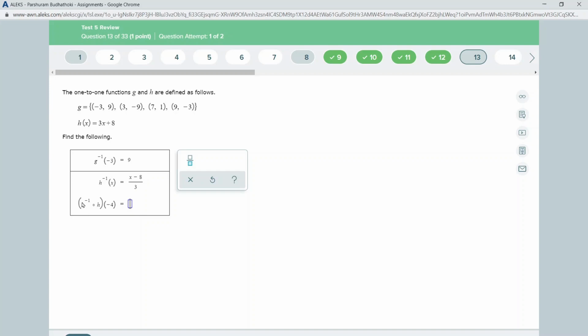The answer for this is that the composition of inverse of two functions always gives you whatever input you take. So finally the answer will be the same thing, negative 4.